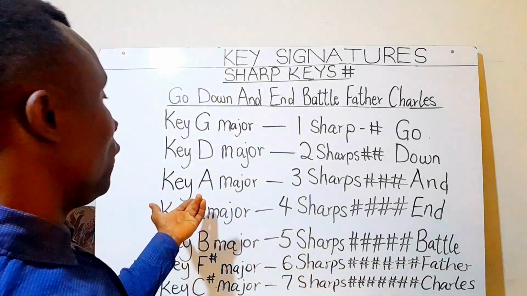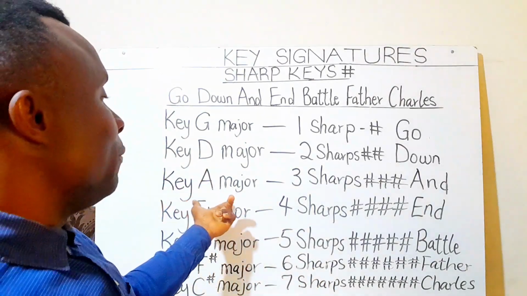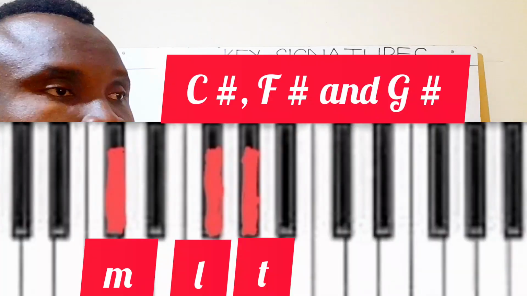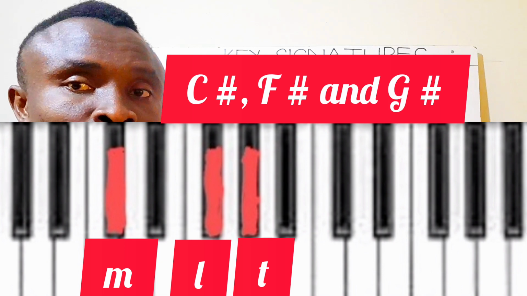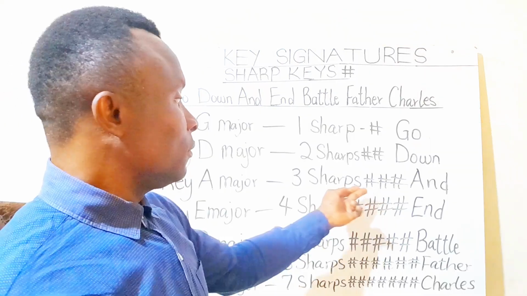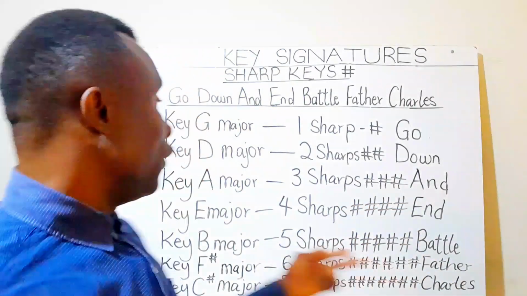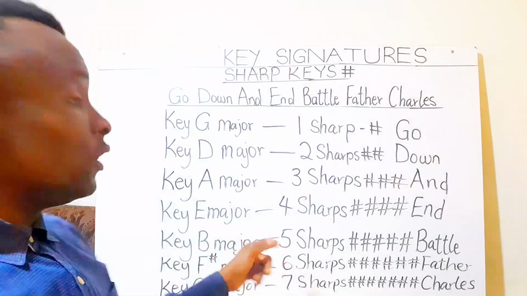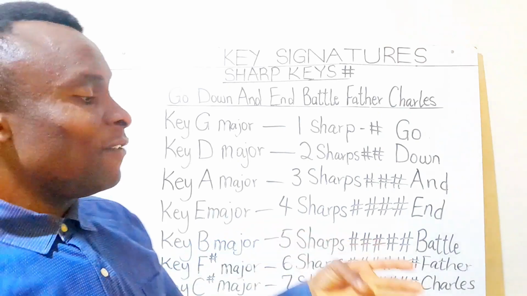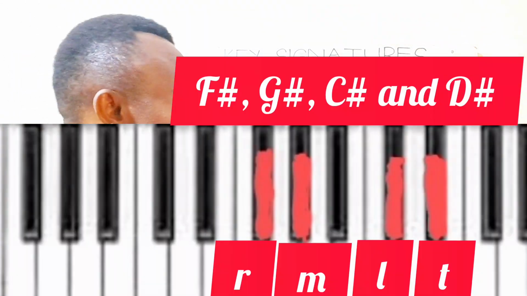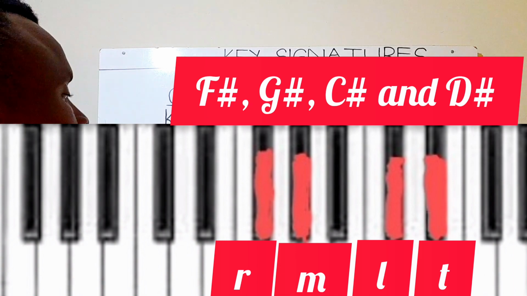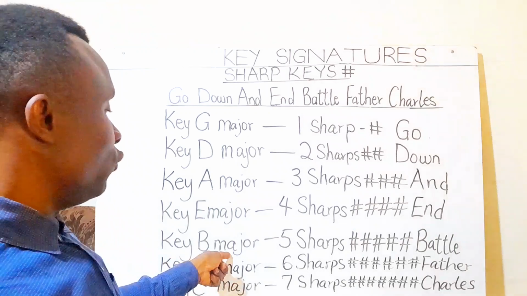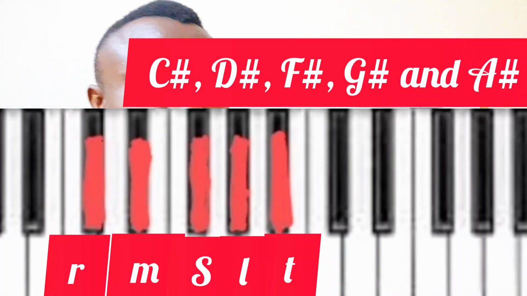Likewise, when you're running the scale on the key of A major, you will encounter three sharps. Like you can see on the diagram, you will encounter three sharps when you're running your scale on the key of A major. Then also, when you're running the scale on the key of E major, you will encounter four sharps. Likewise, when you're running the scale on the key of B major, you will encounter five sharps.